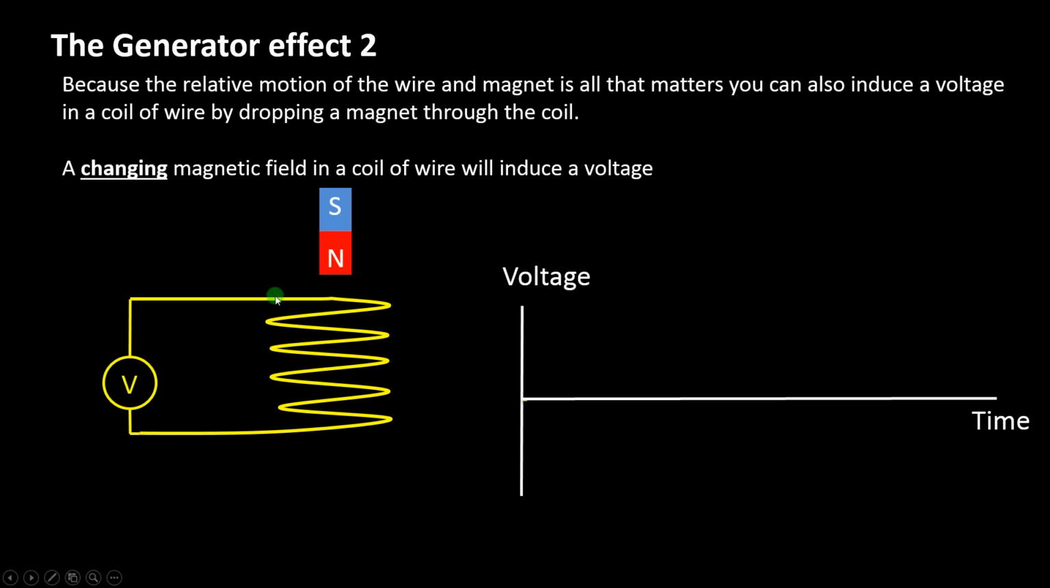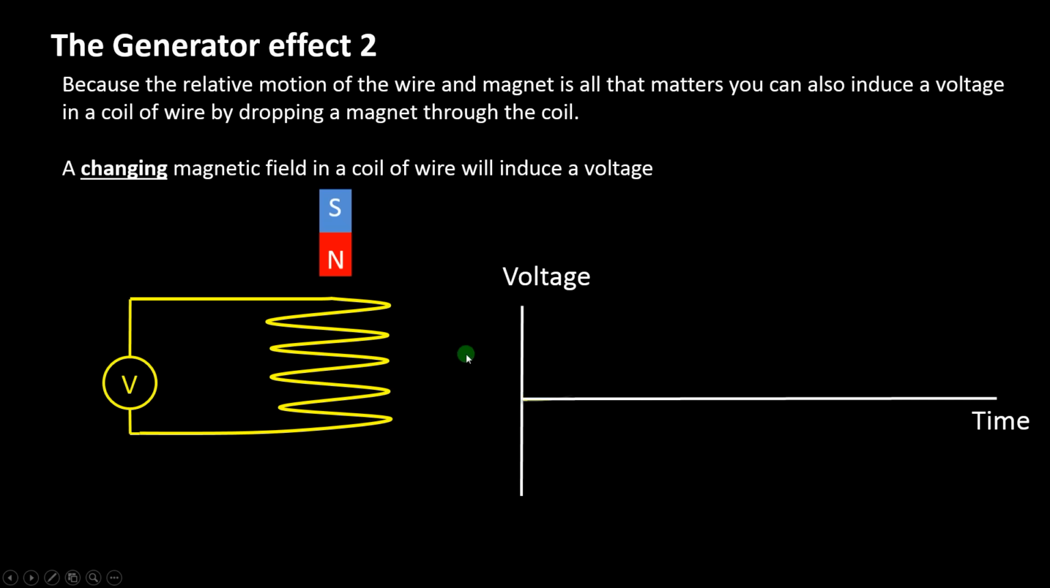So the voltmeter is going to tell us what the induced voltage is in this coil of wire due to the passage of the magnet. And the way to think about this is that you will induce a voltage in the coil of wire if you have a changing magnetic field in the coil. So as the magnet drops into the coil, it increases the magnetic field in the coil, and as it drops out, it decreases it. And what we have then, in this graph on the right hand side, is the voltage plotted over time as the magnet drops through the coil.